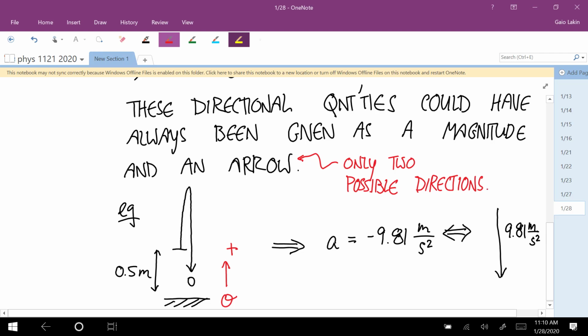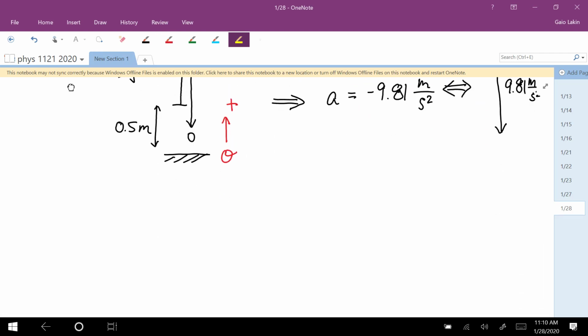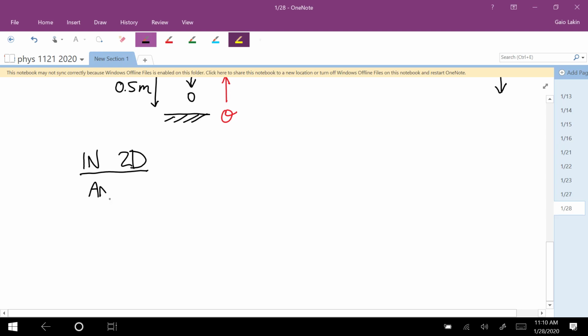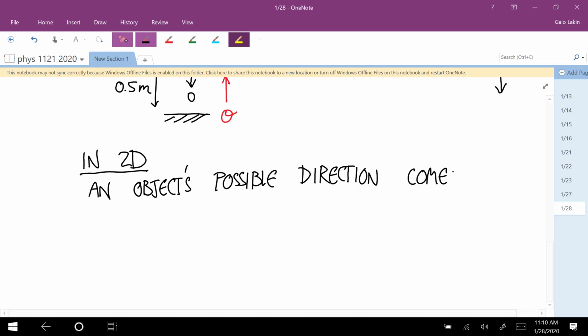Well, that's the idea of a vector, except that now if we go to 2 dimensions, and the same idea works in 3 dimensions too. Now in 2D, an object's possible direction has more than two choices.